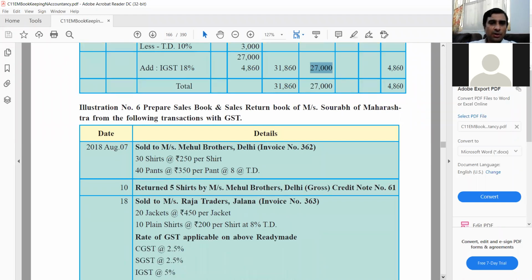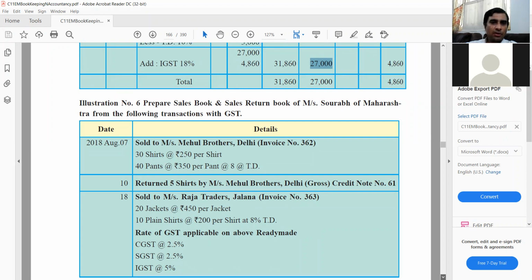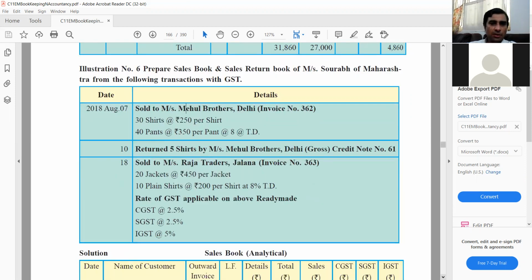Next example along with GST, and in this they will split it up. Prepare sales book and sales return book of Messrs Saurabh of Maharashtra from the following transactions with GST. Sold to Mehul Brothers, Delhi. Okay. Now, Delhi is not in Maharashtra. Returned 5 shirts. So you have to prepare sales book as well as sales return. So we'll take the first example. You sold to Messrs. Mehul Brothers 30 shirts at 250, so that's 7,500, and 40 pants at 350, so that is 14,000.